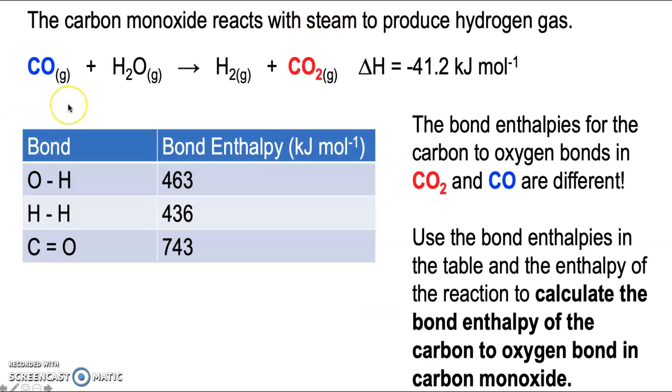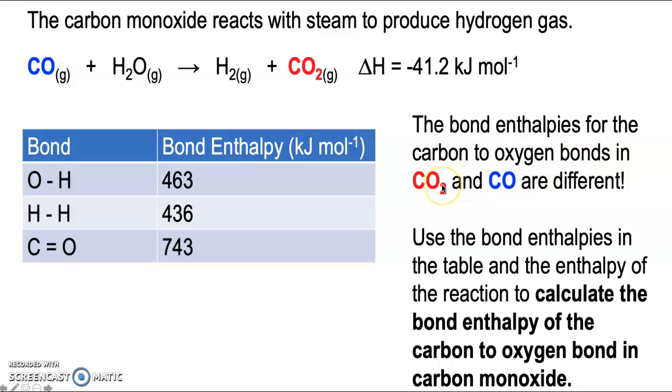Okay, so here's a sample equation that they've given us. The carbon monoxide reacts with steam to produce hydrogen gas. For those that are not aware, mono means one, so this is carbon monoxide. This is steam, water gas, and it's producing hydrogen gas and carbon dioxide. The equation is always given to you. And this time they've also given us the enthalpy change for the reaction. So it's an exothermic reaction and it releases 41.2 kilojoules.